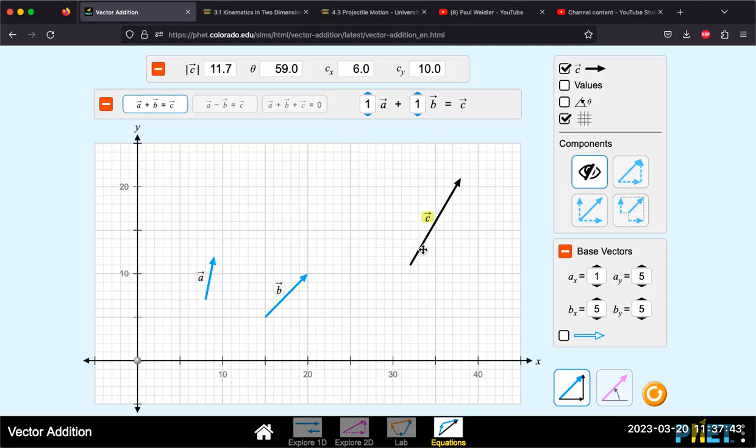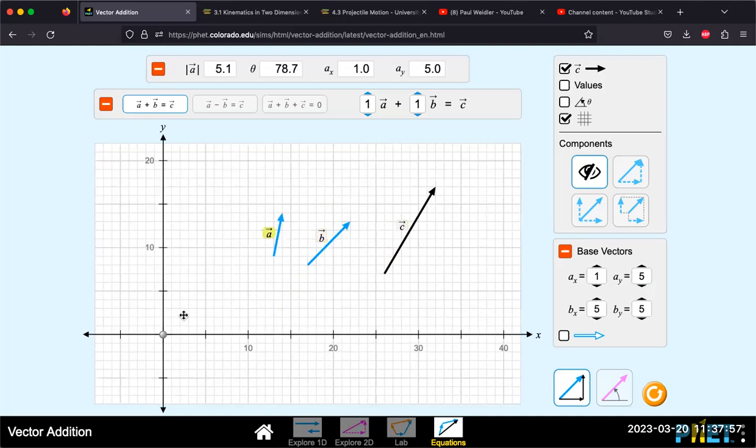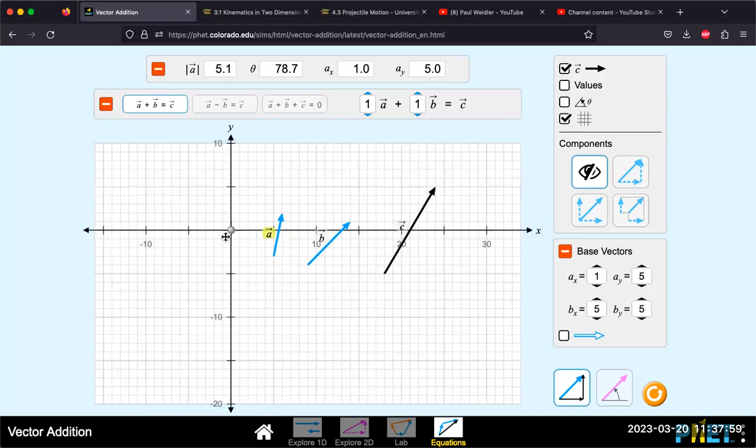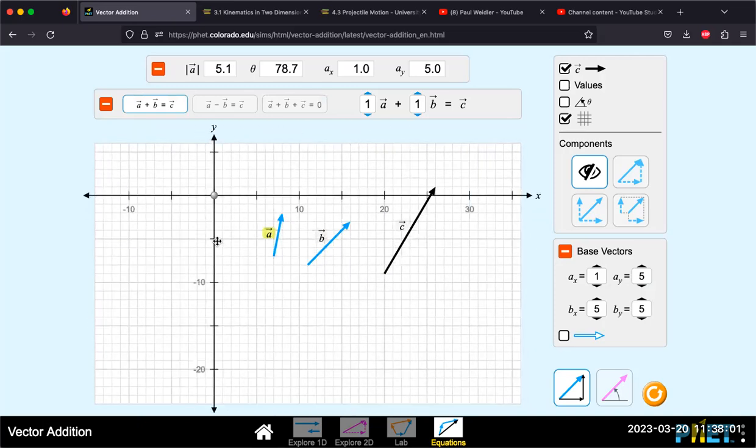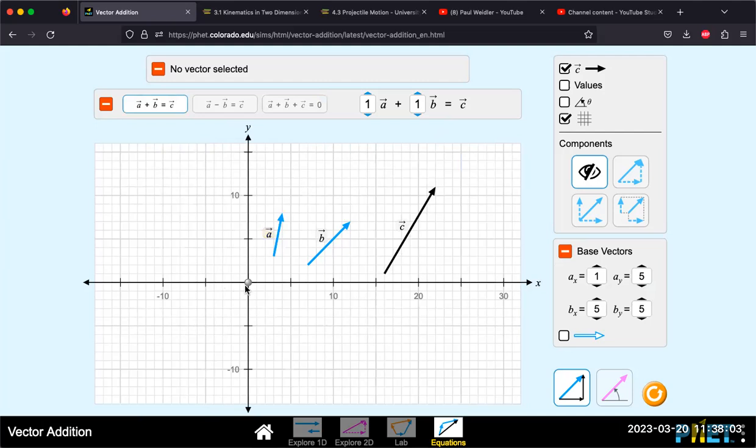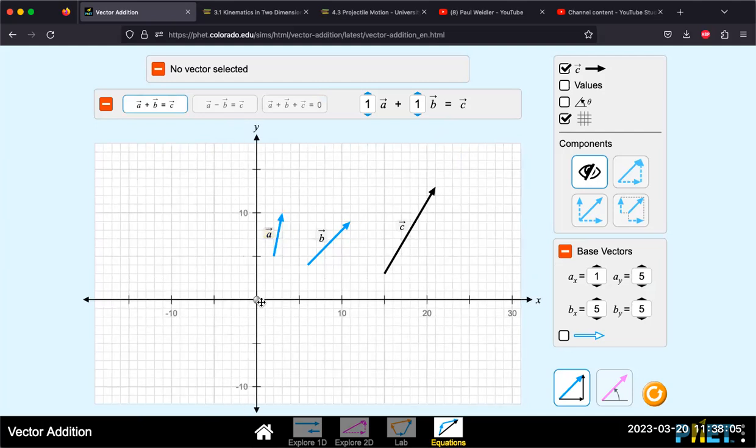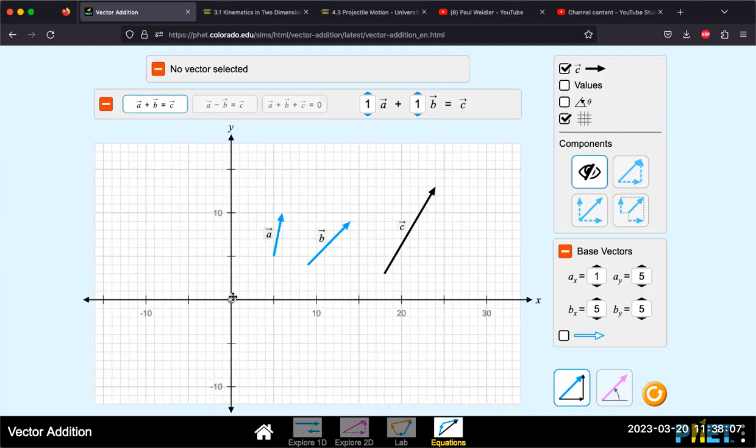Now notice that when I'm moving my vector around, my magnitude doesn't change, my angle doesn't change, and my x and y components do not change. And that's true for any vector. Likewise, I can grab the origin and move it wherever I want, in effect, moving all the vectors at once. So again, just moving them around or moving my coordinate system doesn't change the vectors.